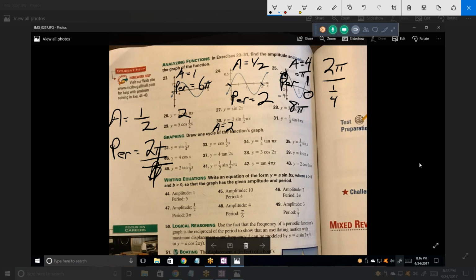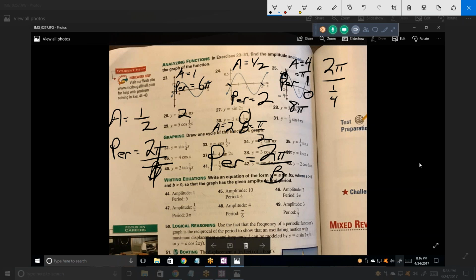Oh, not quite. What's b on 30? Tell me what b is. 2 pi over 1/2. No. Oh, 1/2 pi, or pi over 2. So now tell me what the period is. Because we know the period is 2 pi over b.